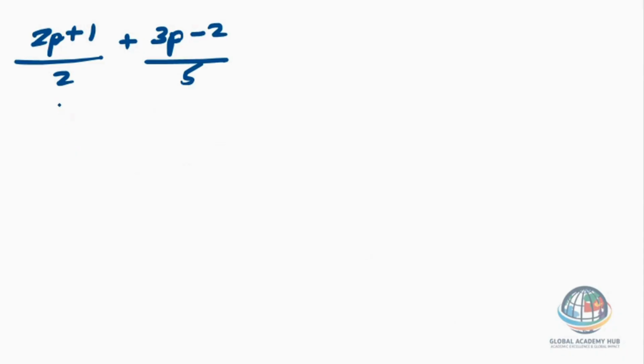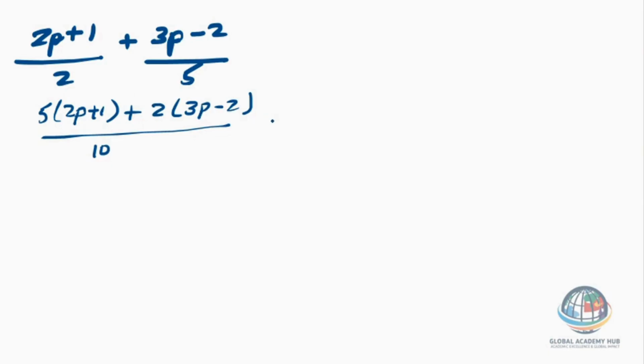And now here I can see my least common multiple is 10. So that's going to be my denominator. 2 into 10 is 5. So this becomes 5 multiplied by 2p plus 1 plus 5 into 10 is 2. So 2 multiplied by 3p minus 2. So 3p minus 2. And they're in brackets. So I have to remove the bracket. So 5 times 2p is 10p. 5 times 1 is 5. 2 times 3p is 6p. And 2 times minus 2 is minus 4. My denominator is still 10.